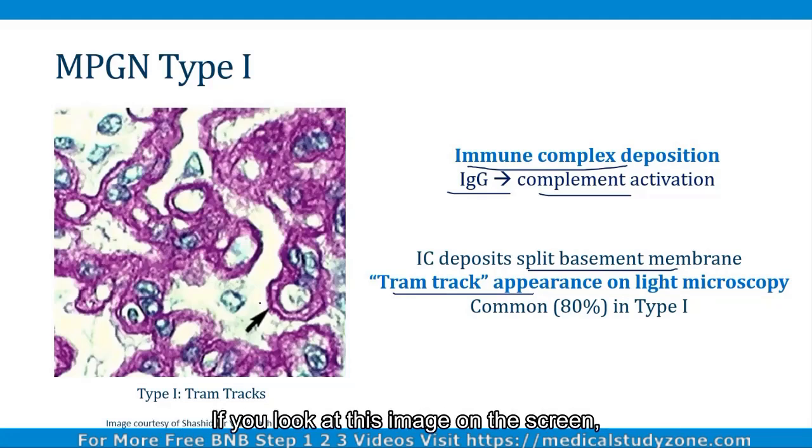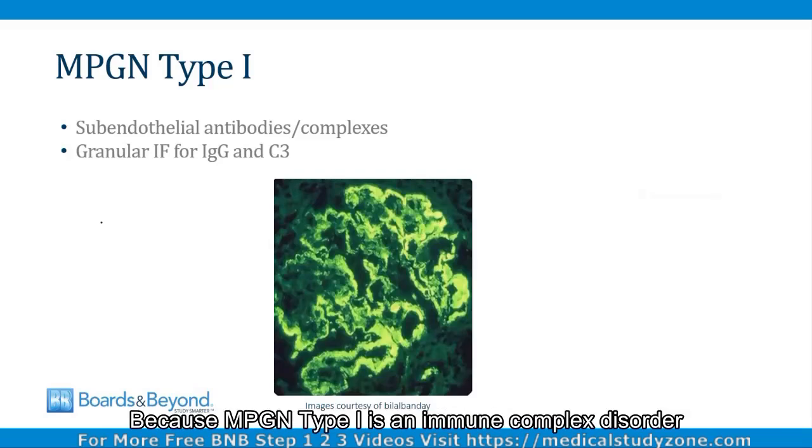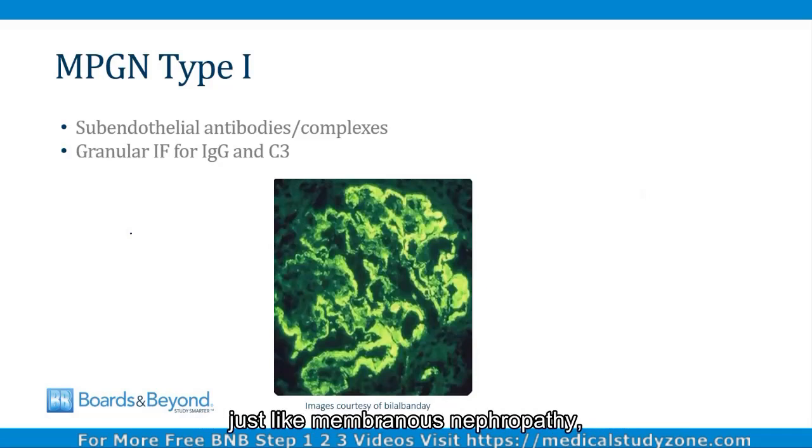If you look at this image on the screen, at the tip of the arrow, you can see this split basement membrane here. It looks like a railroad track. It's called a tram track, and that's a classic finding in MPGN type 1. It occurs in about 80% of cases. Because MPGN type 1 is an immune complex disorder, just like membranous nephropathy, you can use immunofluorescent staining in cases of MPGN type 1, just like with membranous nephropathy.